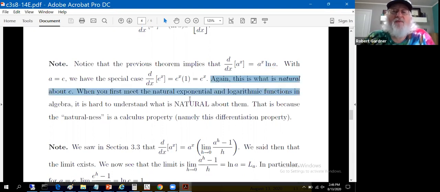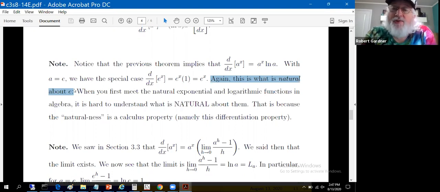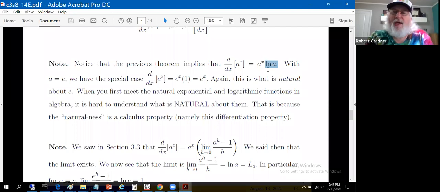I mentioned this before, but that's what's natural about the natural exponential function. It's the only exponential function that when you differentiate it, you get the function back. All the others, you get some oddball multiple of the exponential function back when you differentiate. Well, you get a multiple here as well, just that multiple is 1 when you deal with natural exponential functions. So that's what's natural about a natural exponential function.